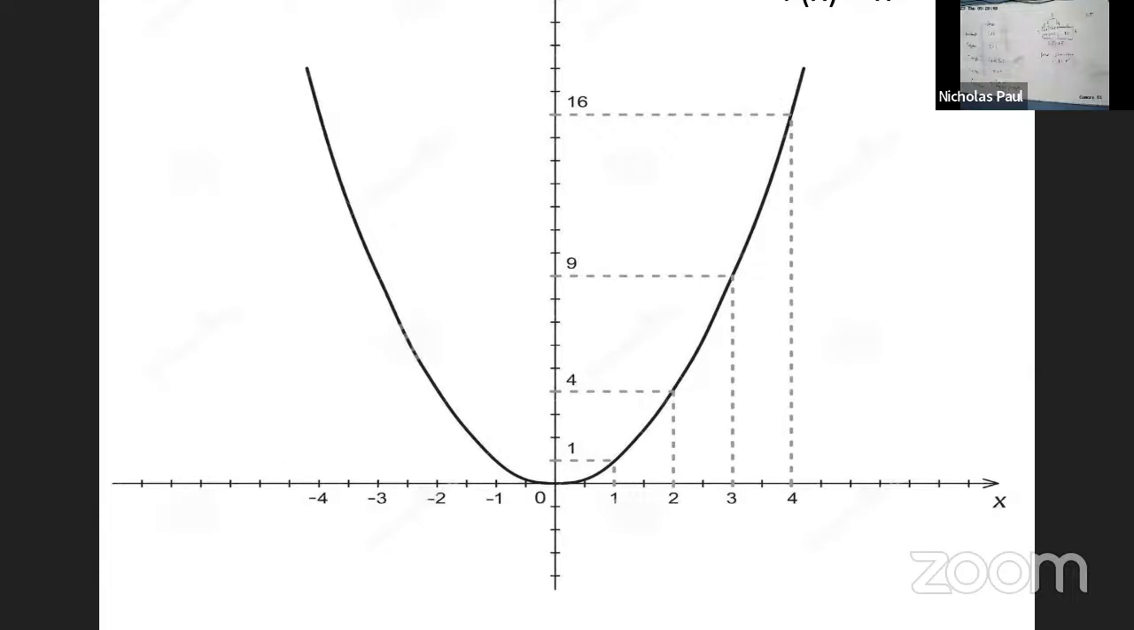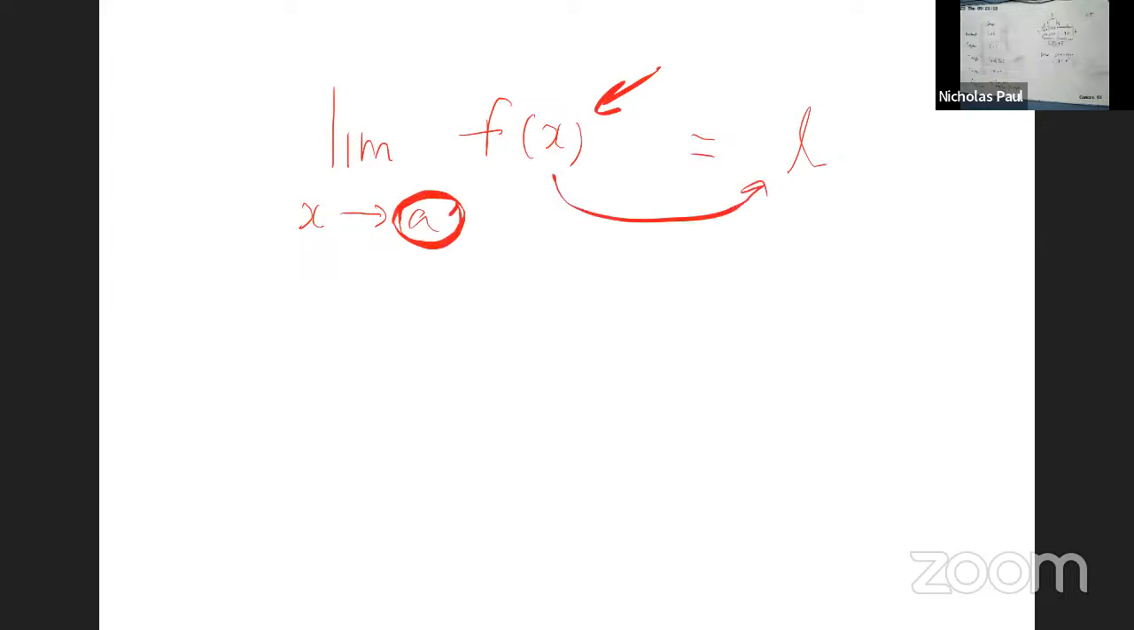A limit is written like this. The limit of a particular function as x approaches some value is equal to L. So we are going to look at a function f of x, and see as x approaches a value a, what that function f of x approaches. Let's see if that makes any sense.